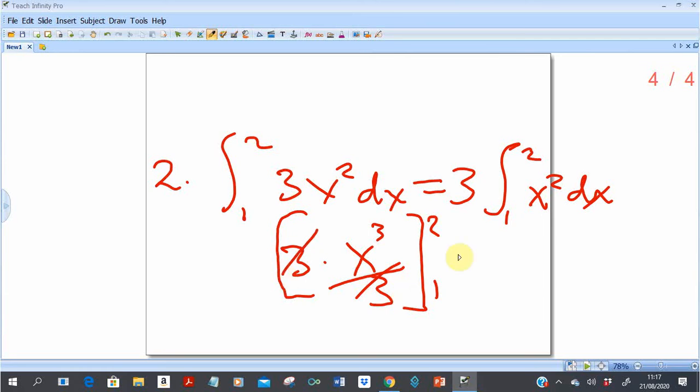So let's replace. This gives us, where there's x, we first replace with 2. So 2 to the power 3 minus, we replace with 1, 1 to the power 3. So this gives us 8 minus 1, 7.